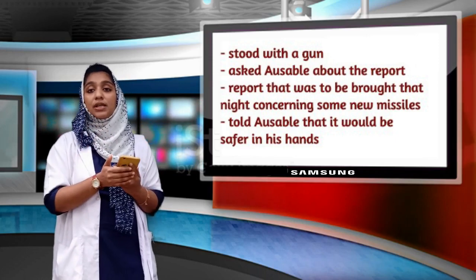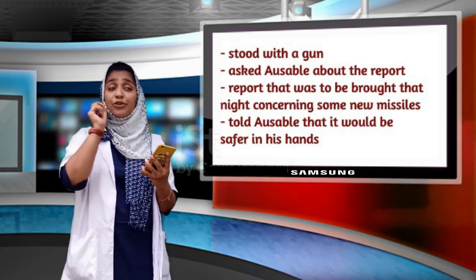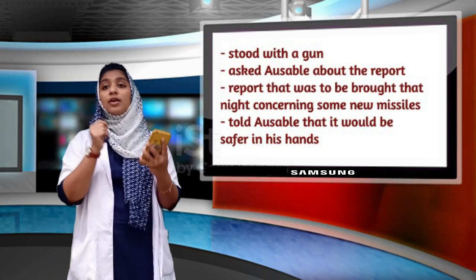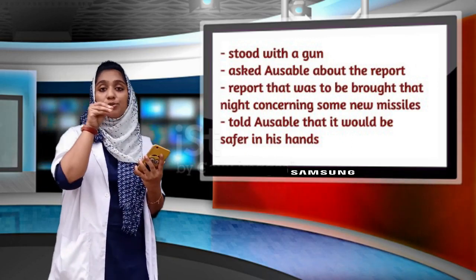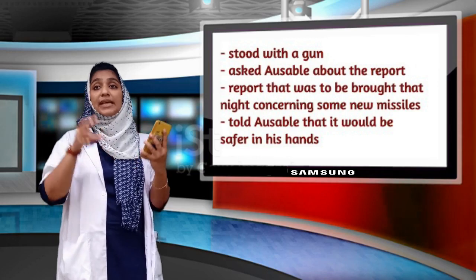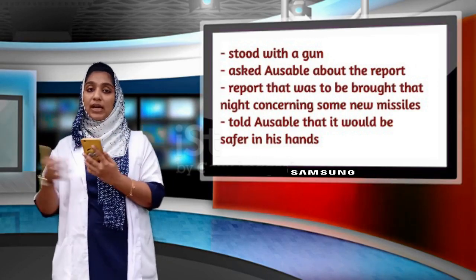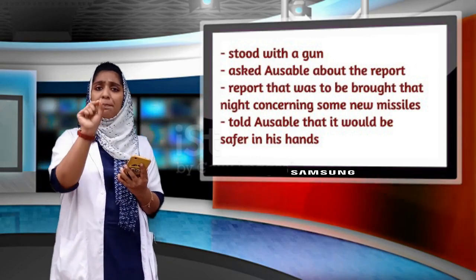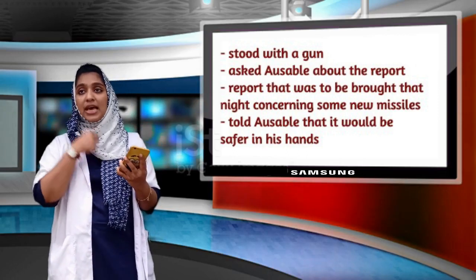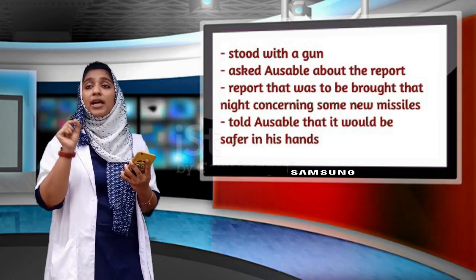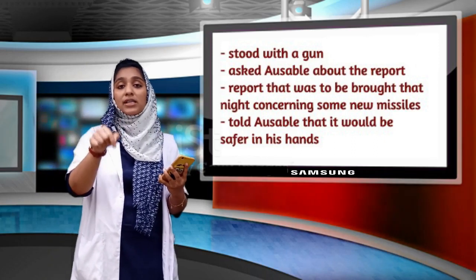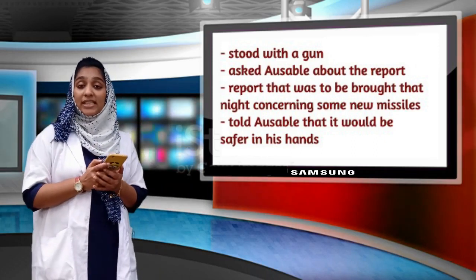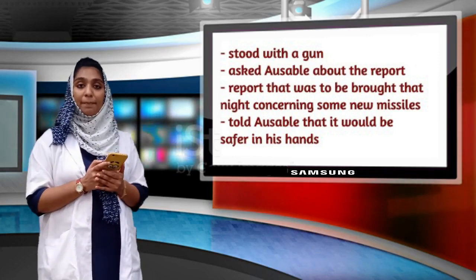He asked Ausable about the report, that report that was going to arrive that night, and according to Max, it contained something concerned about new missiles. He told Ausable that the paper will be safer with me than with you. So I want that paper. So now you have understood why Max was there. Max was there to steal that important paper.